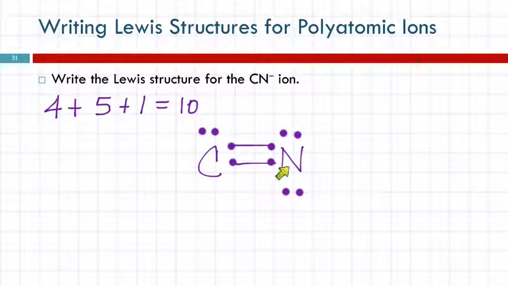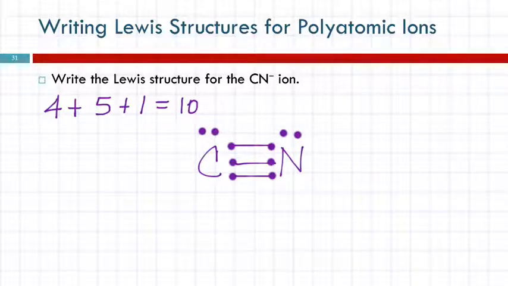So I'm going to take a lone pair from the nitrogen because it has the octet now, and I'm going to share that with the carbon that doesn't have the octet. So I'm going to steal one of these and move it over here and connect the dots. That's now a shared pair. It's a bond. Carbon has 2, 4, 6, 8. Nitrogen has 2, 4, 6, 8.